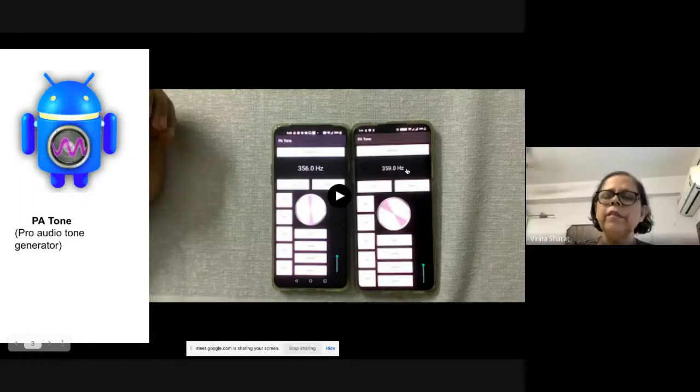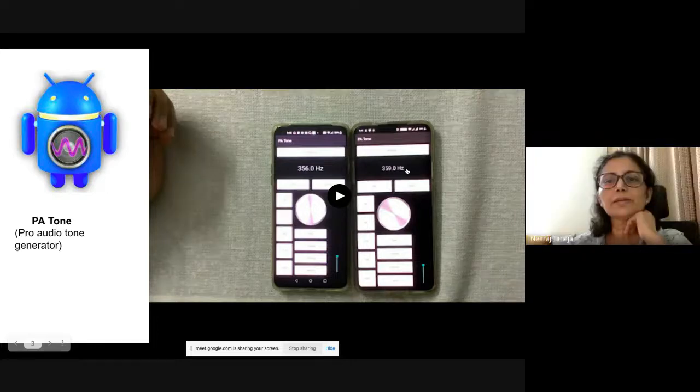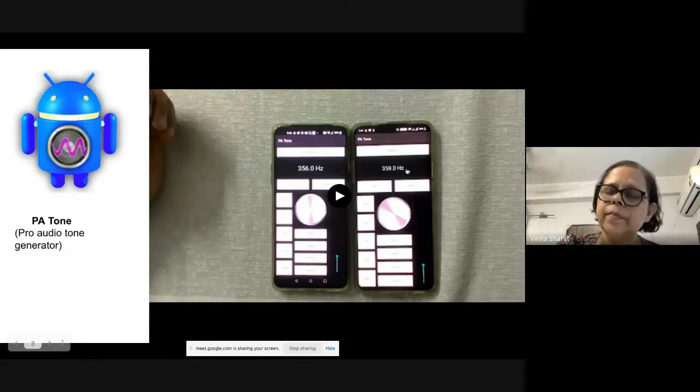So you can unmute and answer if you wish. Yes, please. You can speak in terms of formula if you want.